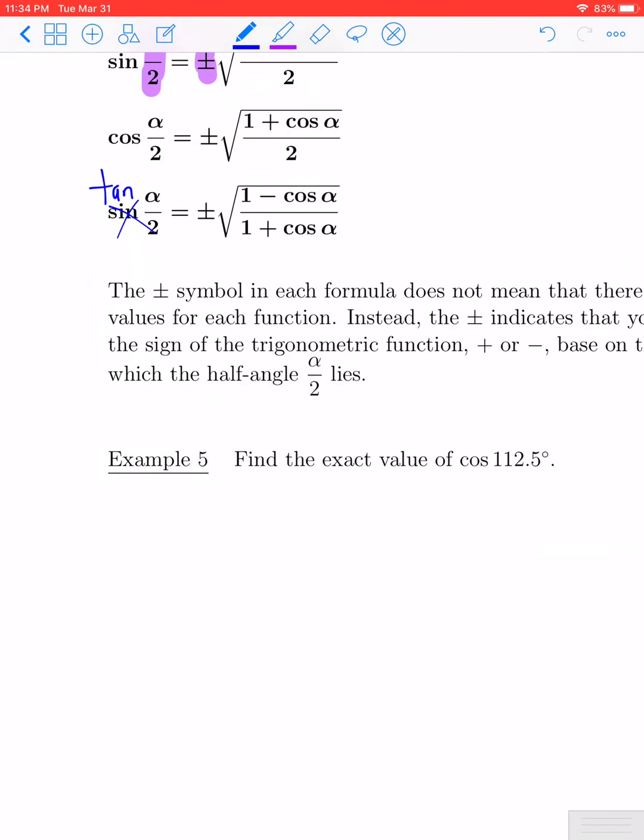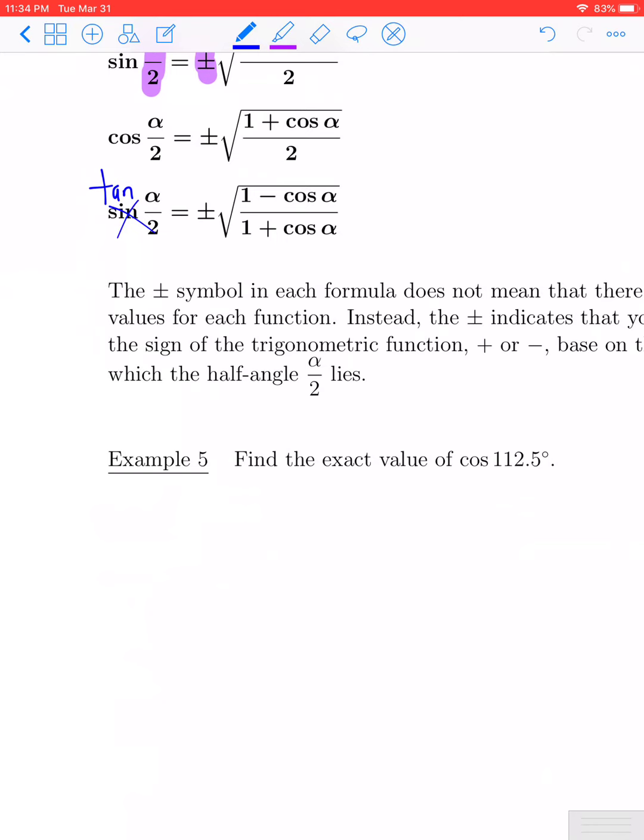Let's take a look at example 5. We're asked to find the exact value of the cosine of 112.5 degrees. So we look at this, and it's probably going to be an odd angle when we first view it. We haven't calculated anything like a 112 angle before, let alone something that has a half degree to it. So when you see a fraction of an angle like that, especially like a 0.5, you should probably think about the half angle identities.